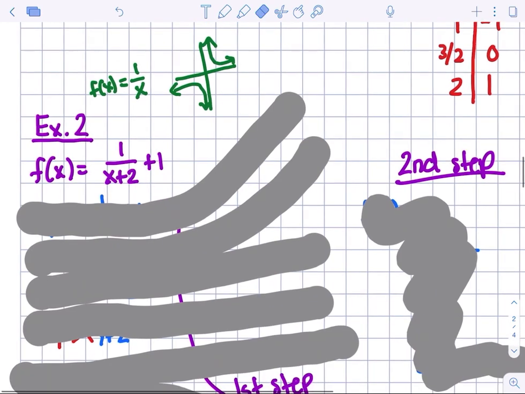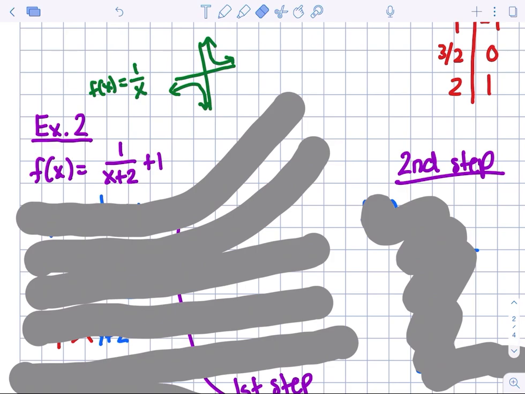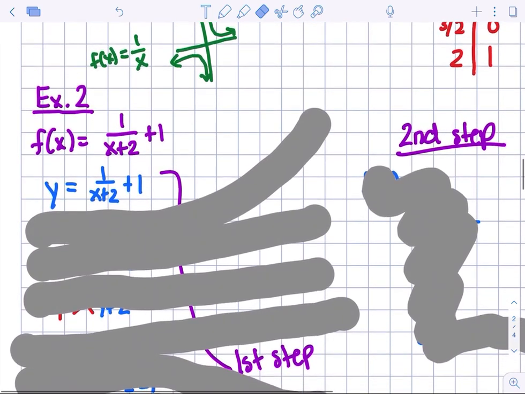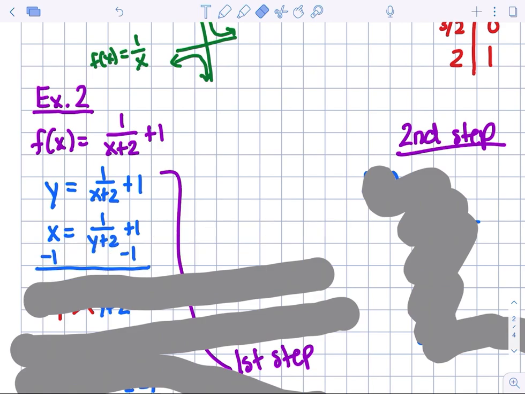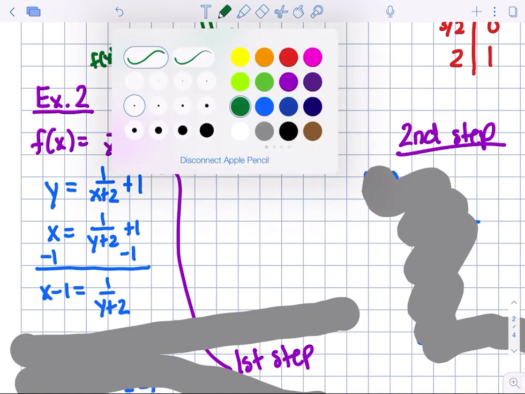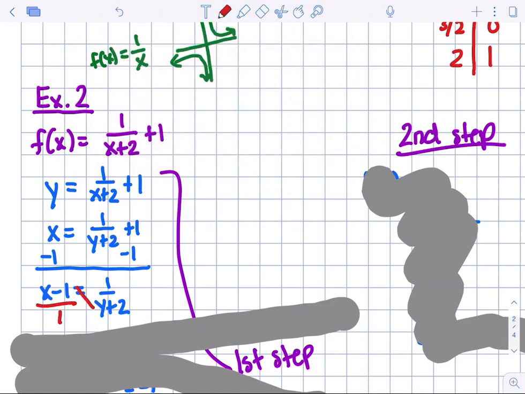Alright, so when we graph this one, we gotta find the inverse first. So first step is to change f of x to become y. Second step, you switch your x and y variables, and then you solve for y. So then you have to subtract 1 from both sides. And then you get that. Now, here you have to cross multiply. So put that over 1 and cross multiply.